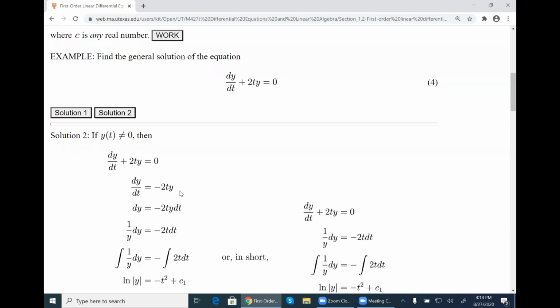However, the jump from here to here is actually a pretty non-trivial step. Note that dy dt denotes the derivative of y with respect to t. All of a sudden, in order to jump from here to here, we think about this as a normal algebraic fraction. We move 2t to the right. Question is, can we really think about this as a fraction? Well, fortunately, the answer is yes.